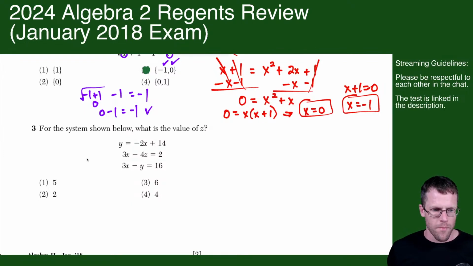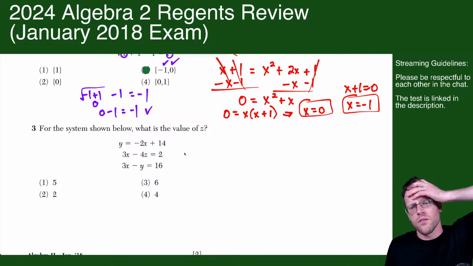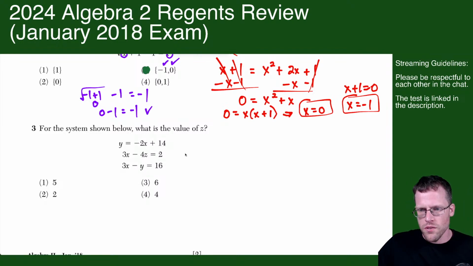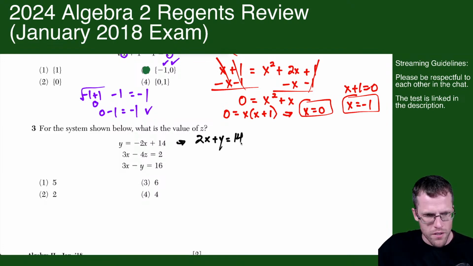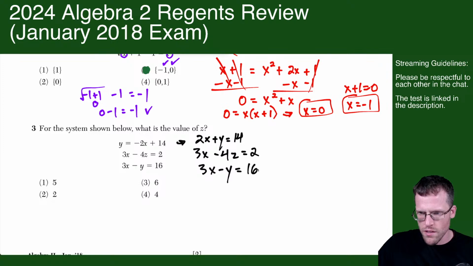All right, now this one you could do by hand, or you could use the calculator. That's up to you. So let's say you want to use the calculator. This one, I would just move the minus 2x to the other side. If I did plus 2x, I'd have 2x plus y equals 14. I have 3x minus 4z equals 2. And then I have 3x minus y equals 16. So if I put this system in standard form, then I could go to the calculator.